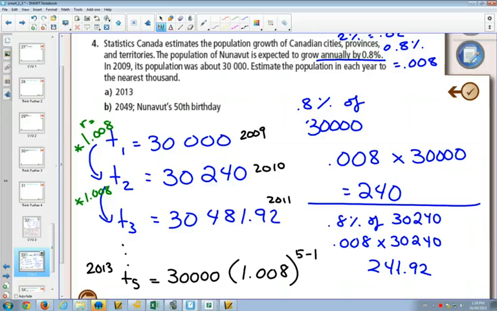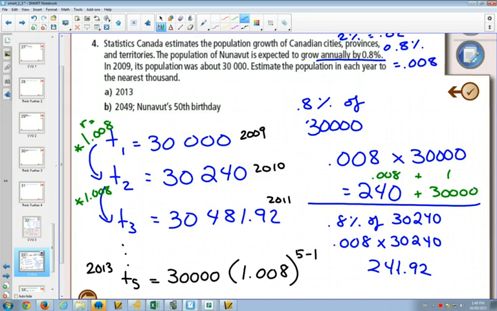Why is it 1.008? So anytime that we're increasing a value, when we figure out 0.008 times this, we get 240. And then to figure out how many people there would be, you would have to add your original amount that you had before to that. This is your 0.008. This is what you had to start with. So we had that's 100% or 1. Putting them together gives you 1.008. So mathematically, that's what's happening.